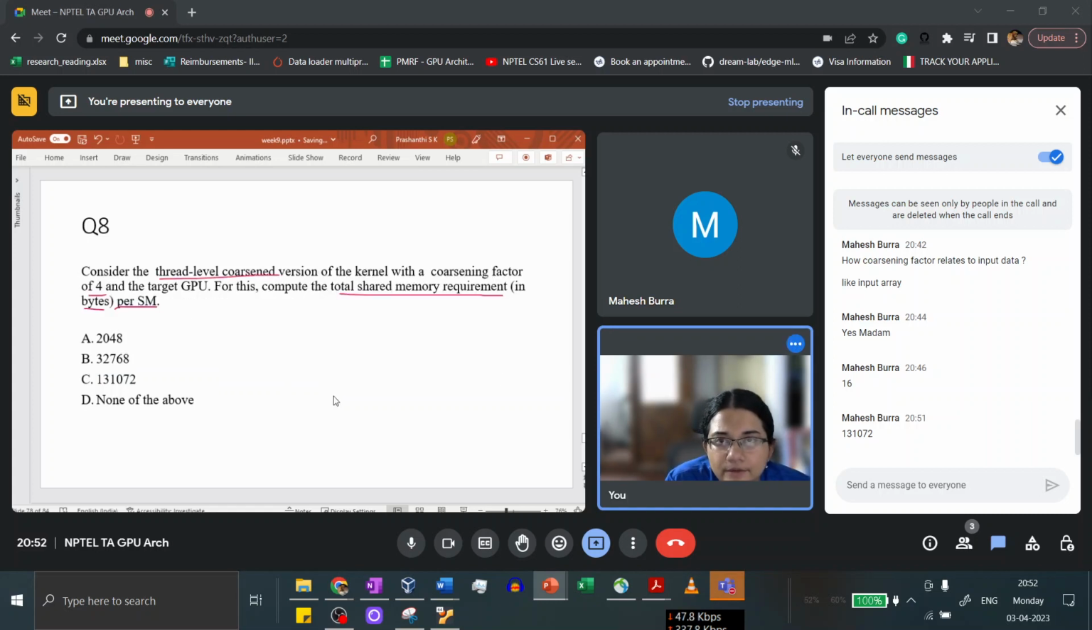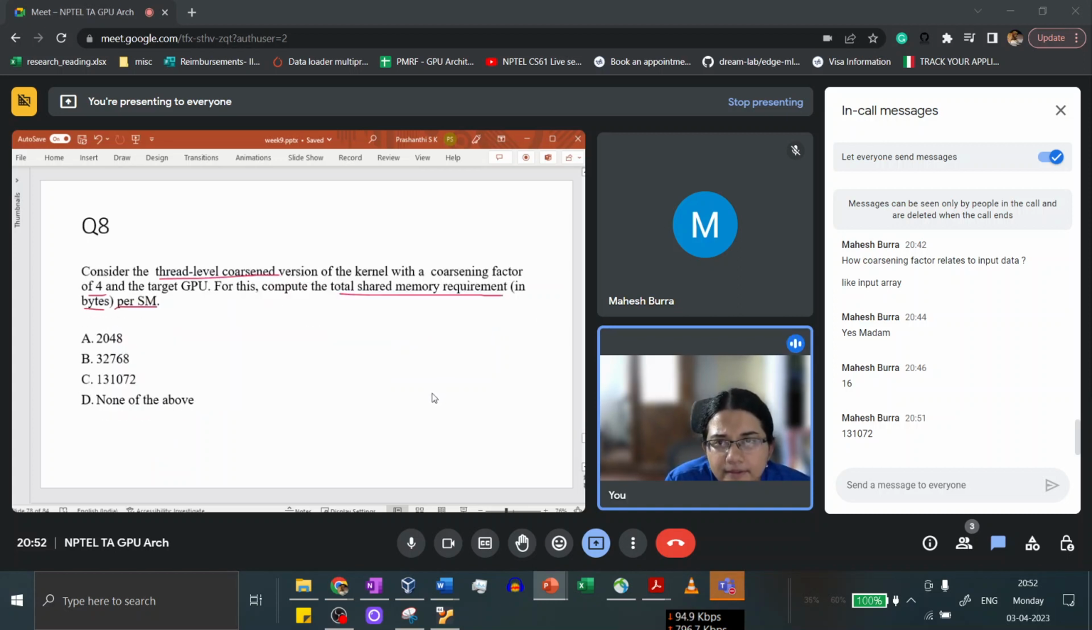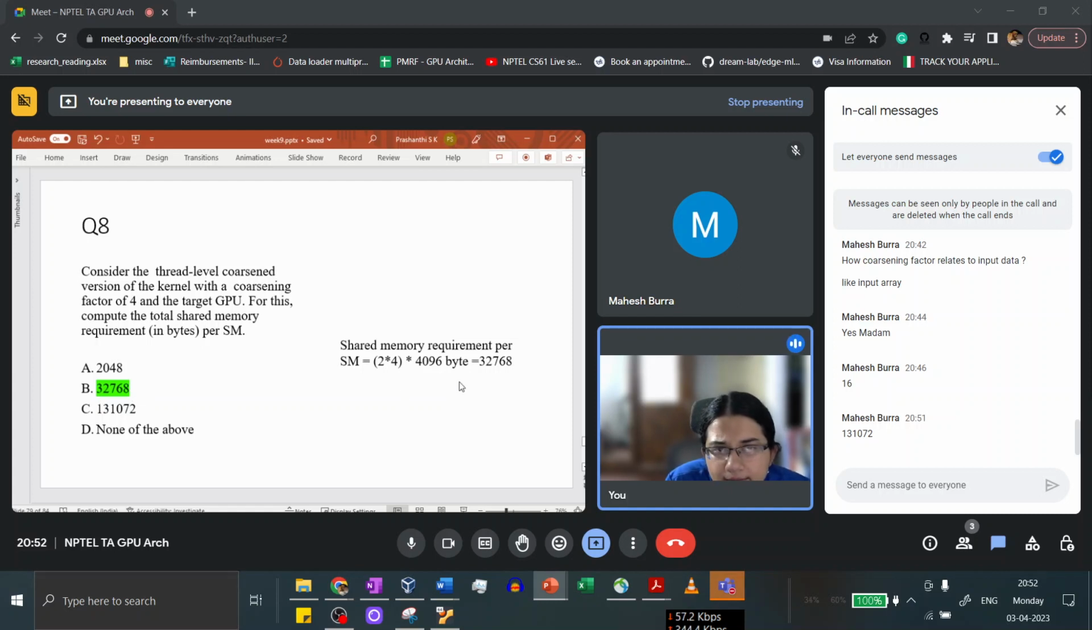You could also work this out from scratch, right? So let's try that also. 1024 divided by x, we basically have 1024 divided by 4, which is 256. Now our active blocks per SM would become 2048 divided by 256, or simply 2x, so we would get 8, right? Now the shared memory requirement per block remains this 4096. Shared memory requirement per SM would be 8 into 4096, which comes back to 32768. Hope this is clear. Is there any confusion regarding this?